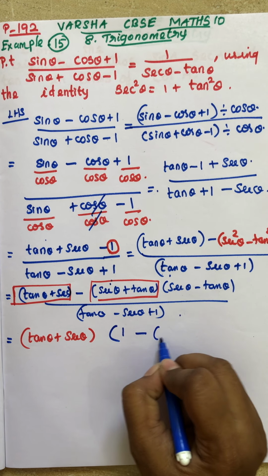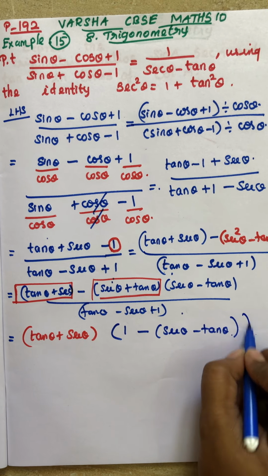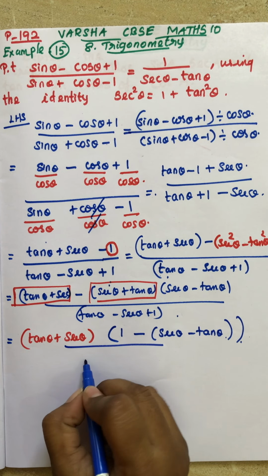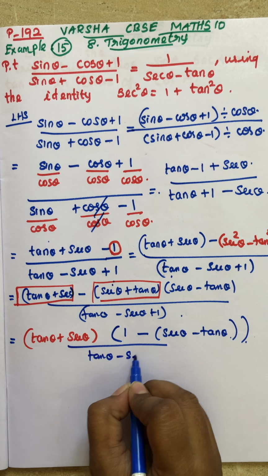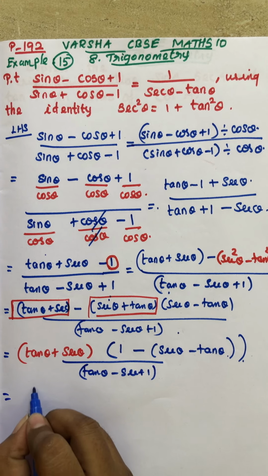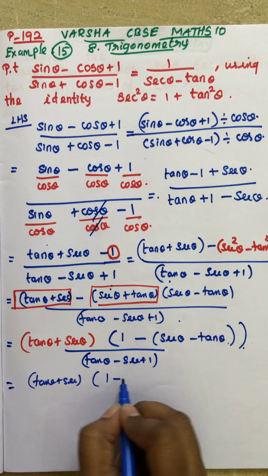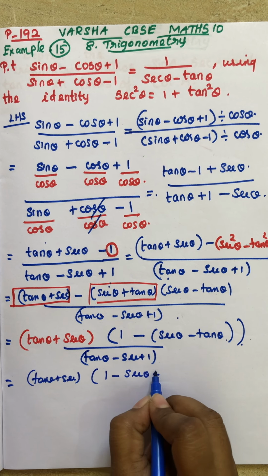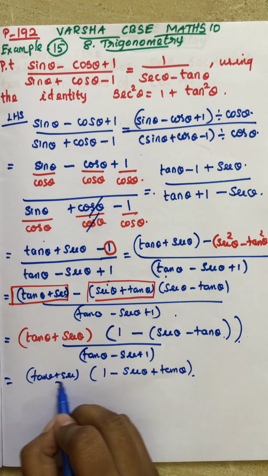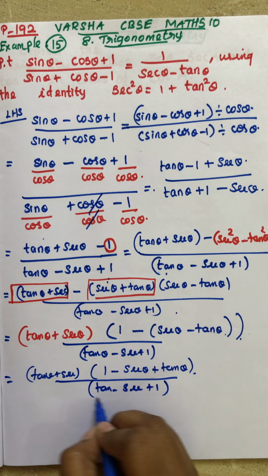So what is in the bracket? That is secant minus tan theta. So see, this minus is common for both the terms. Okay, so this is numerator, tan minus secant plus 1. So in the next step, see, what is the next step? Tan plus secant. So this is 1 minus secant plus tan. Okay, so what is the denominator? See, what is the denominator? Tan minus secant plus 1.